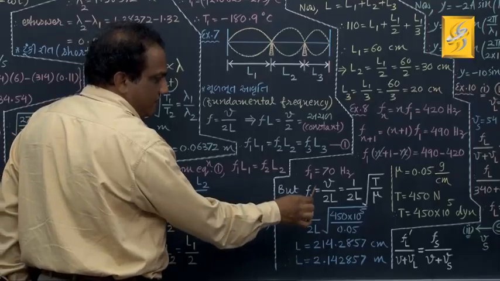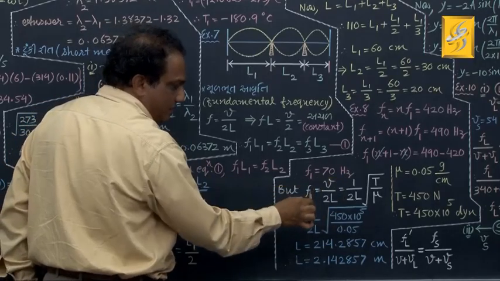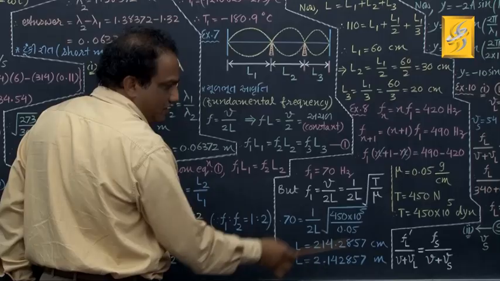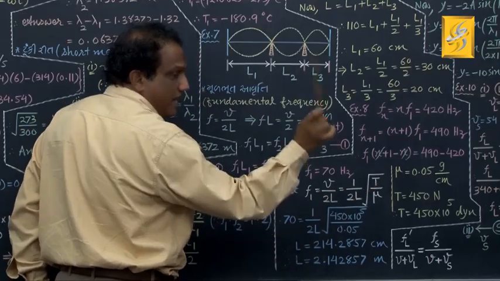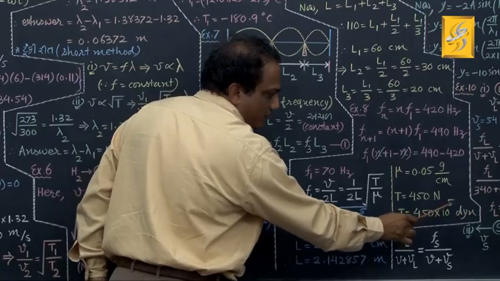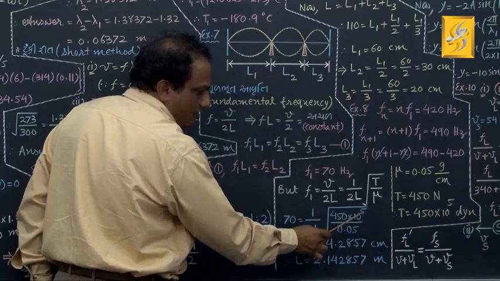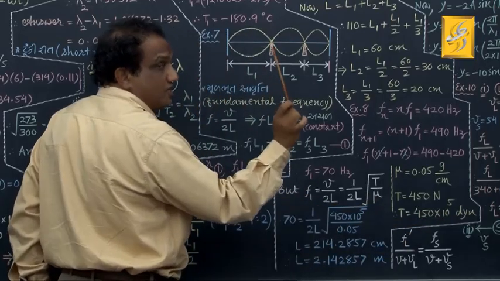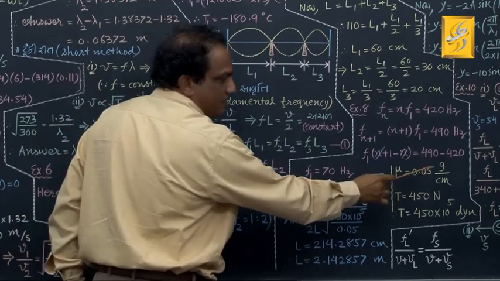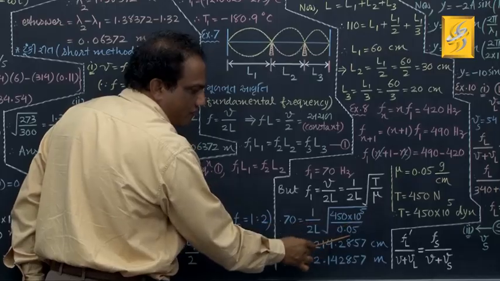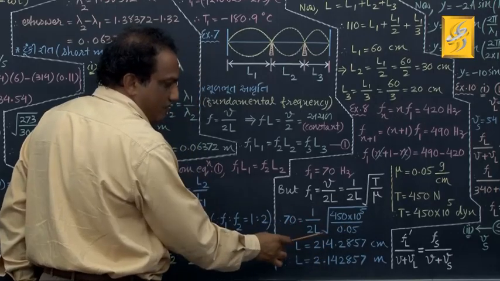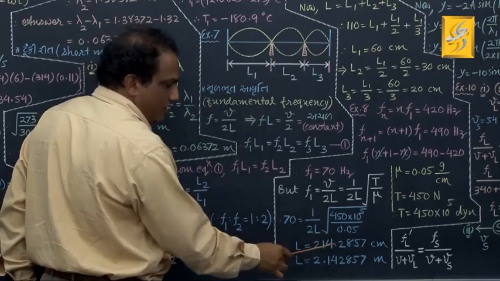Fine. Now put in the values in CGS. The frequency we have found out is 70 hertz. Frequency is 70 hertz, 1 upon 2L as it is. What about capital T? In dyne it is 450 into 10 raised to 5. What about mu, the linear mass density of the string? In CGS it is 0.05 gram per centimeter. So this value is 0.05. Simplify, and you will get the value of L in centimeter.